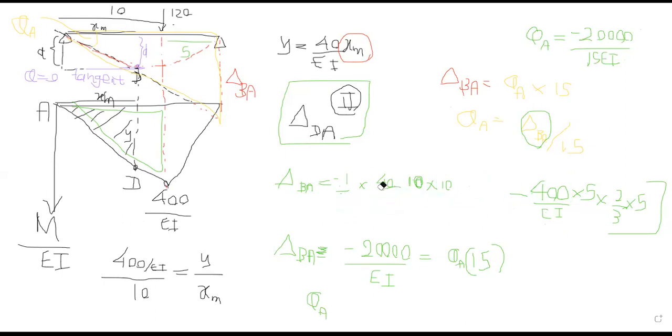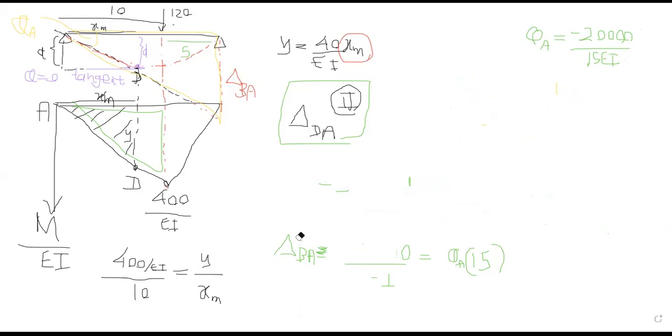Now it's okay, right? So everything we are doing is for a reason. And if you find theta A, you can find x. So how to find x now? If you know theta A, theta D is 0. So you can use what? Mohr's first theorem, right?